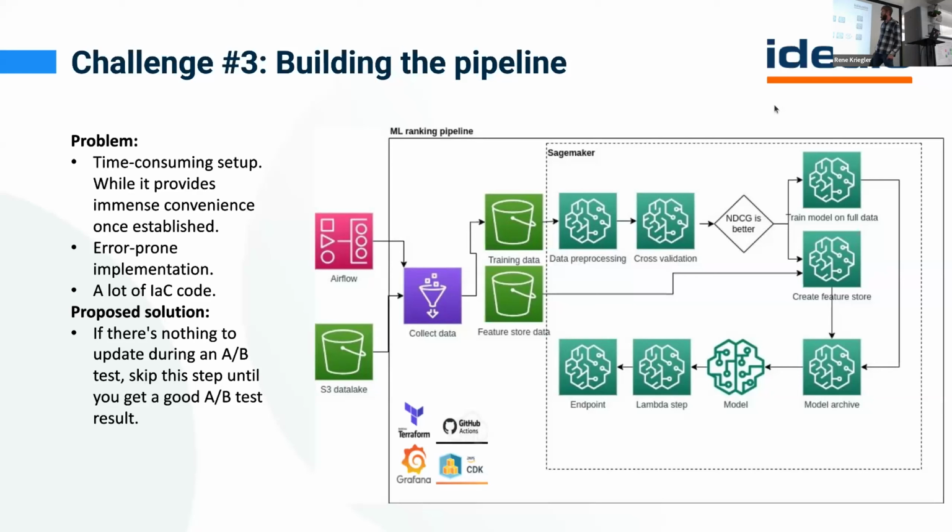Anyway, this is our pipeline. We schedule everything with Airflow. We read the data with a Glue job in AWS, which is in PySpark. We create training data and feature store data. We have a pre-processing step, then cross-validation. Finally, we still want to see that our NDCG is better. Even though it's not important, as I mentioned before, it's a safety check. If it's better, it's really cool. Then we create the feature store. We have a local feature store, not a remote one, because of latency. Then we archive the model, deploy it to an endpoint, and then it's ready for the A/B test.